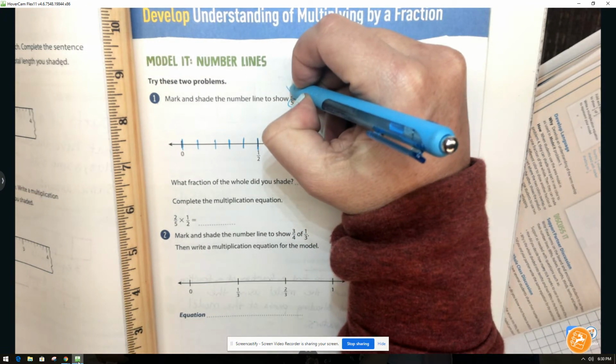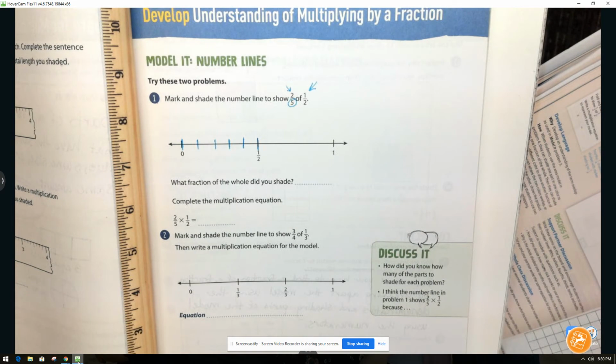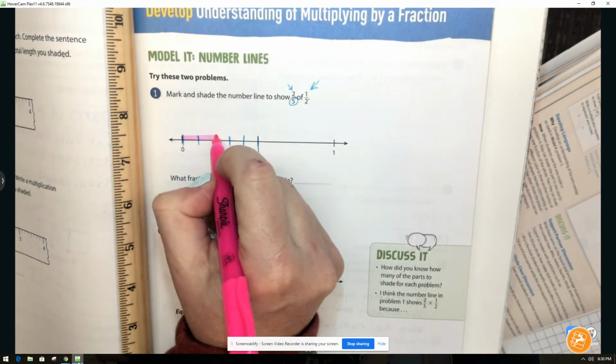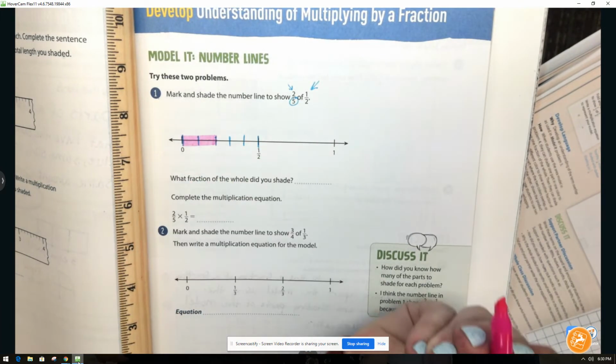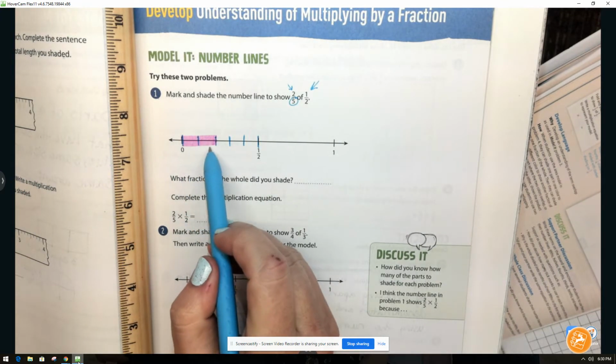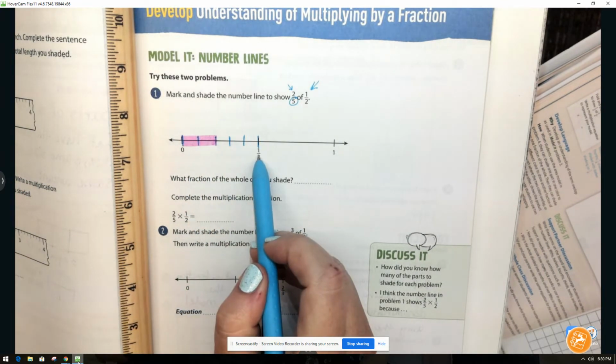And then the numerator tells us how many of those parts we're going to shade. So we're going to shade in 2 of these 5ths. So we're going to shade in 2 of the 5 parts in the half.